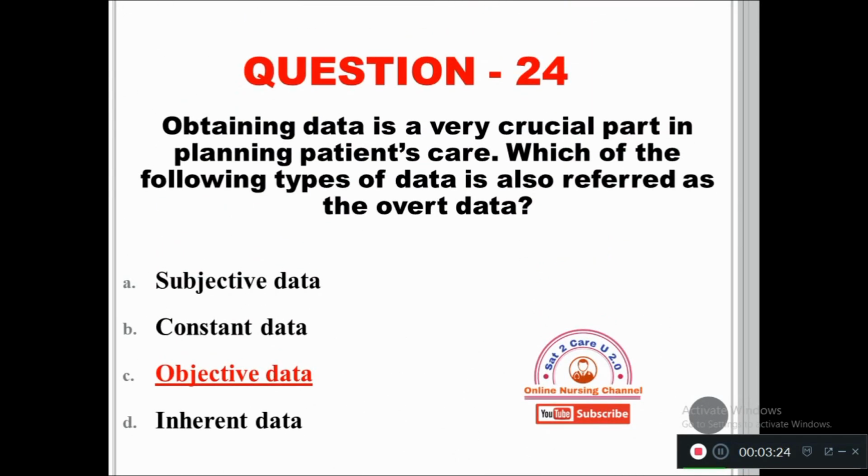Objective data are the ones which can be detected by someone else and can be measured by using accepted standard procedure. So no other person can go and collect the data, only the nurse has to go by herself or himself to collect the data. That is more valid and reliable. That kind of data is called overt data too.